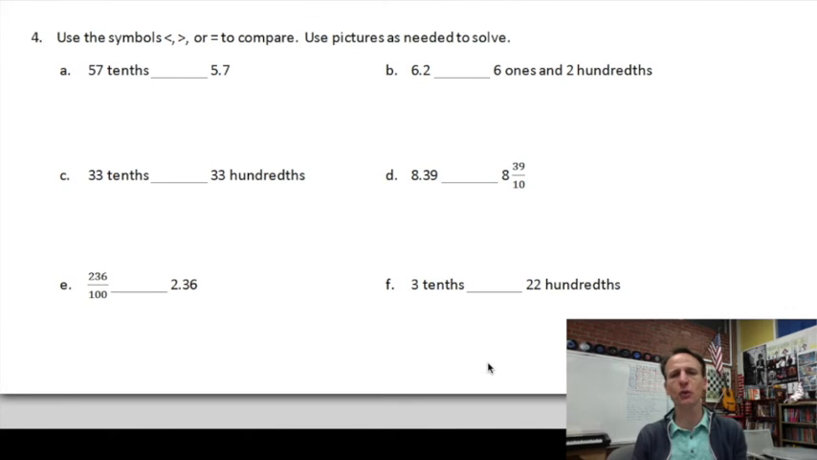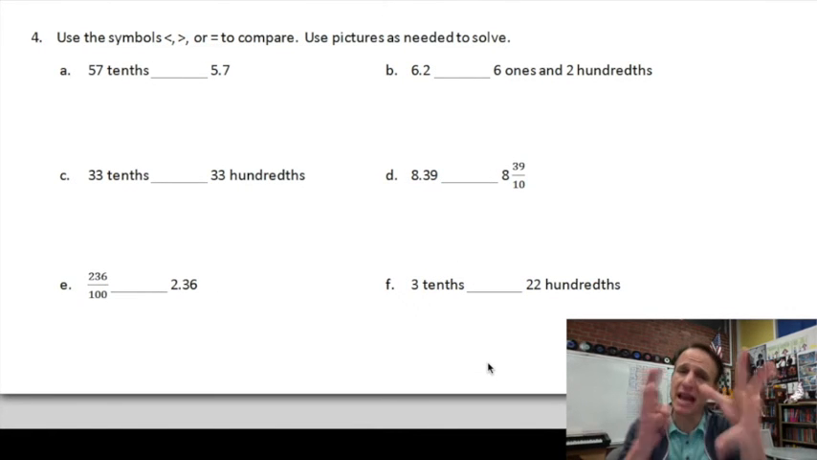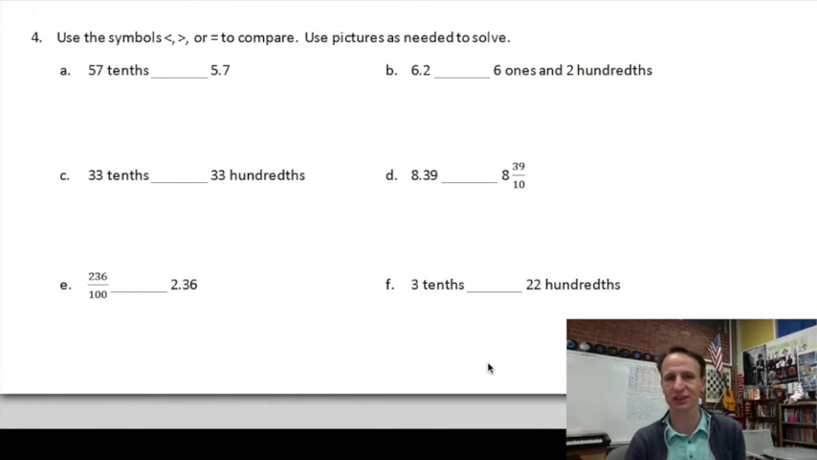Number 4, same idea as number 3, but they're messing with our heads. Instead of just giving us 2 decimal numbers to deal with, maybe in tenths or hundredths, now we're going to have numbers in decimal form to the tenths or to the hundredths. We're going to have fractions as mixed numbers or as improper fractions, as you see in E, and we are even going to have numbers in unit form, like we start off right here, 57 tenths.